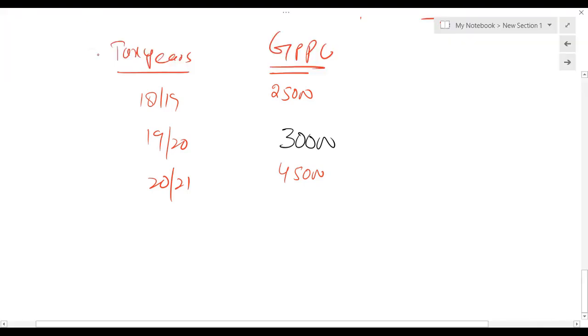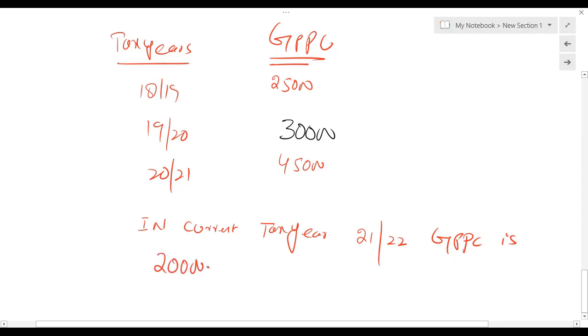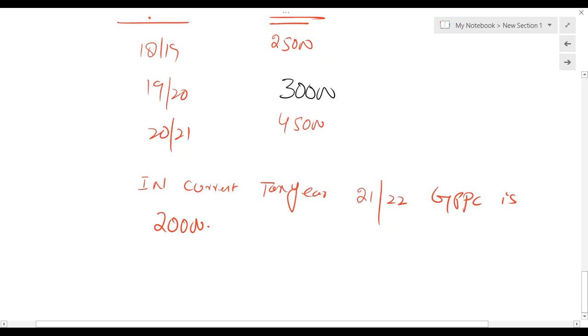Okay, we have gross PPC in the current tax year, 21-22. Gross PPC is 20,000.